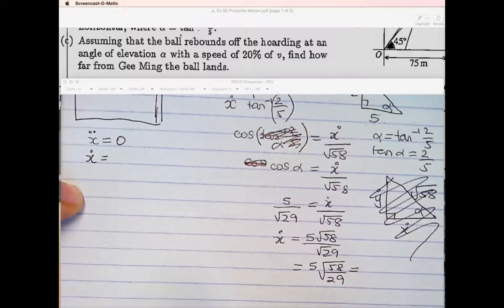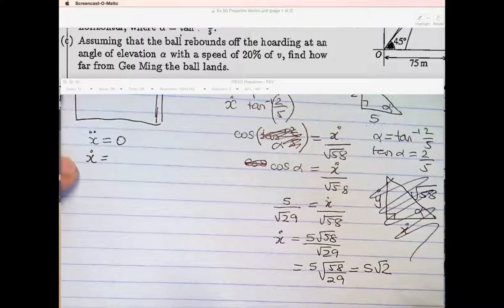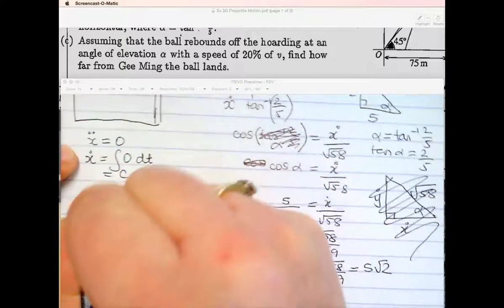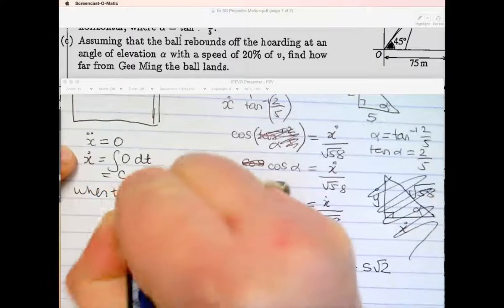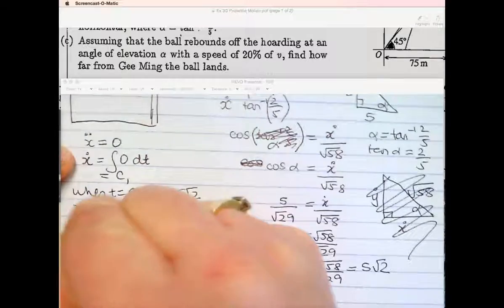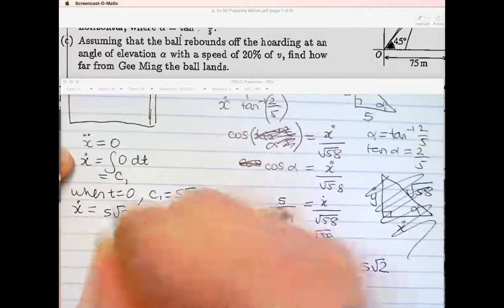I know that you can't square root either, but you can put them under the one square root sign. Square root of a over square root of b is the square root of a over b. What do I get? 5 root 2. So that's my x dot. So x dot is the integral of 0 dt, which equals c1. When t is 0, c1 is 5 root 2. Therefore, x dot is 5 root 2.